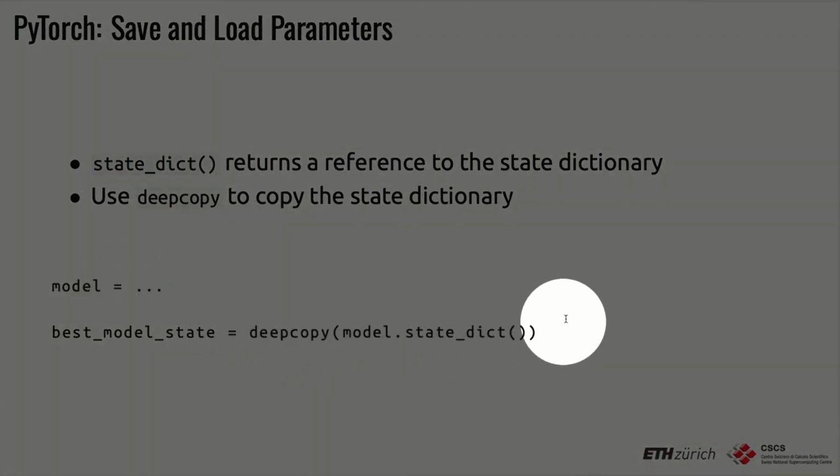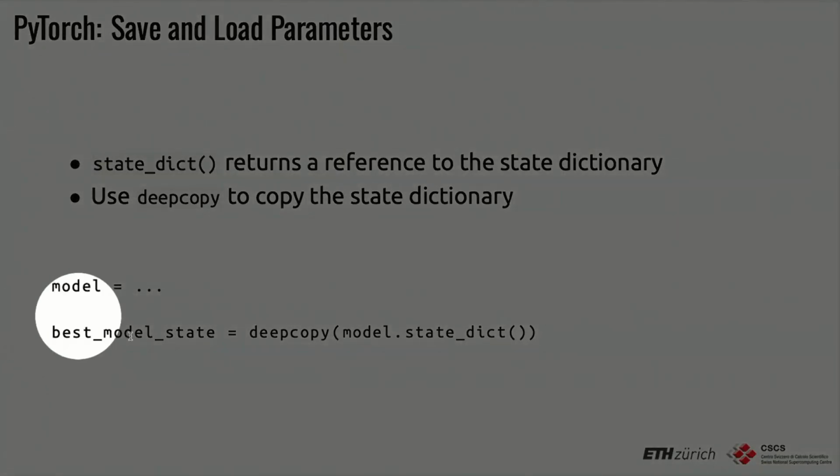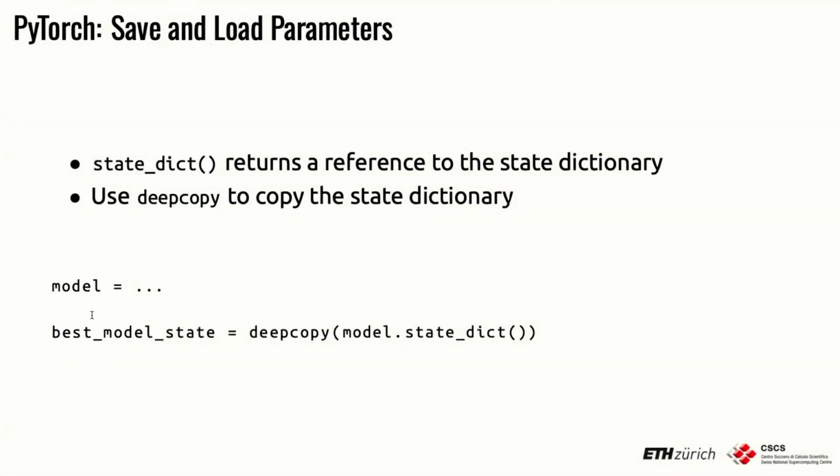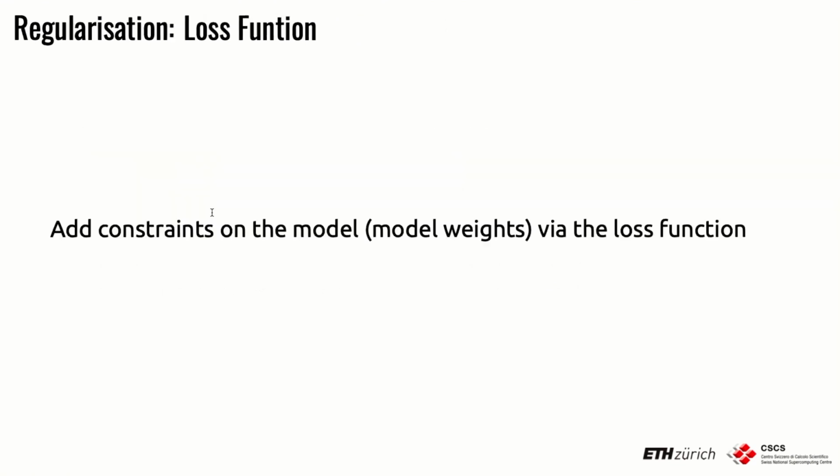So you can do a deep copy of the state dictionary and save it into a variable in Python. This is only if you don't want to save into a file. If you save into a file, you don't have to do this, because the state dictionary will be updated, but you already saved it to a file, so it doesn't matter.